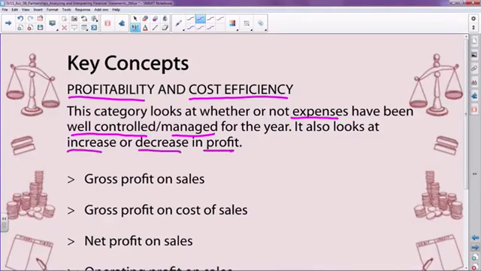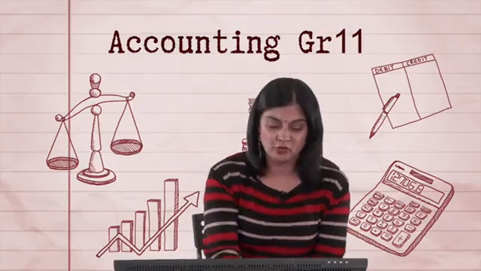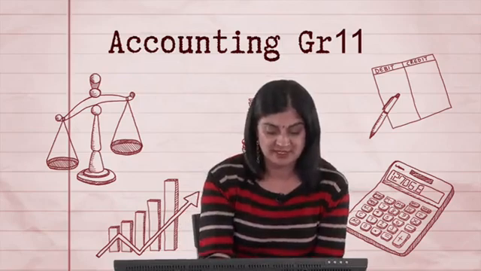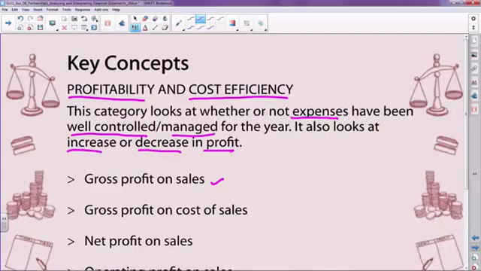Okay, so the various ratios that fall under profitability and cost efficiency are your gross profit on sales. Then we have gross profit on cost of sales. This particular ratio looks at whether your markup has been achieved. Has that markup been achieved?